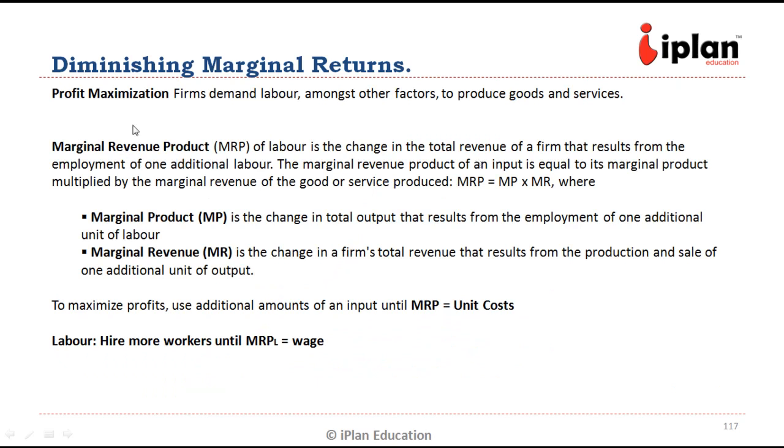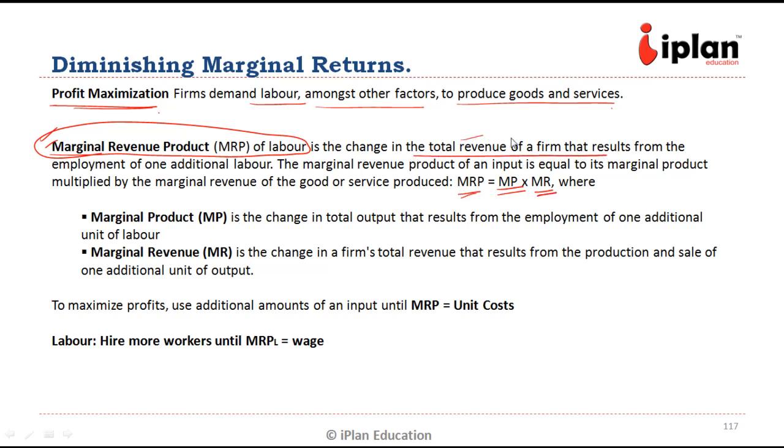Profit maximization is the objective of the firm. It demands labor and other factors to produce goods and services. What is the marginal revenue product of labor? It is nothing but the multiplication of marginal product and marginal revenue. So it is the change in total revenue of the firm that results from the employment of one additional labor. So it has two components.